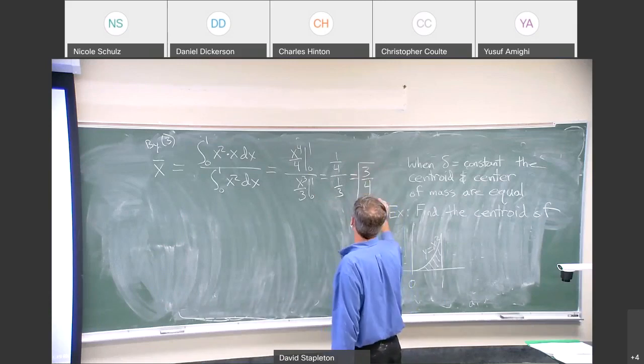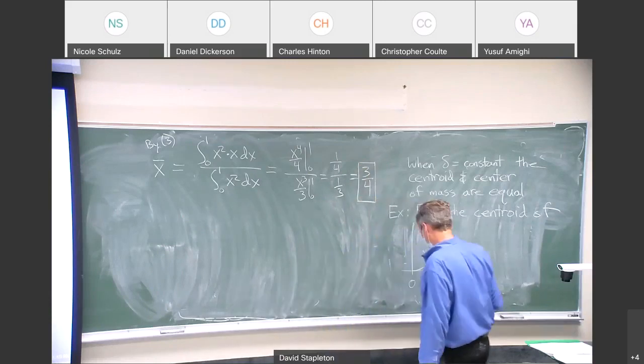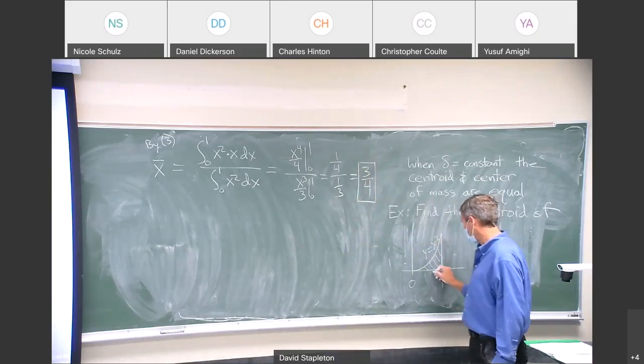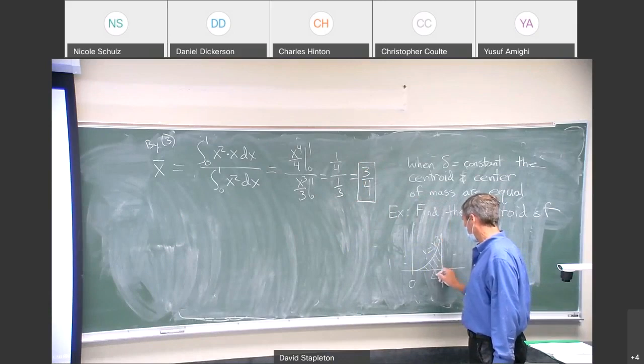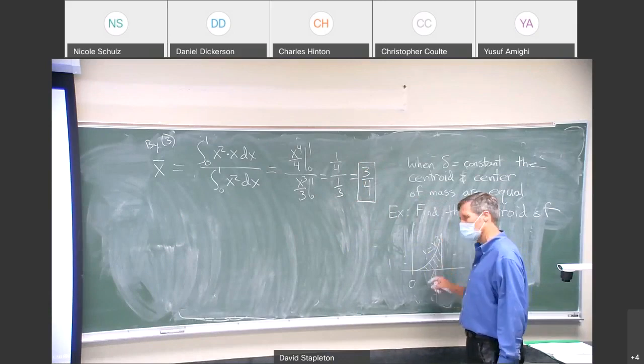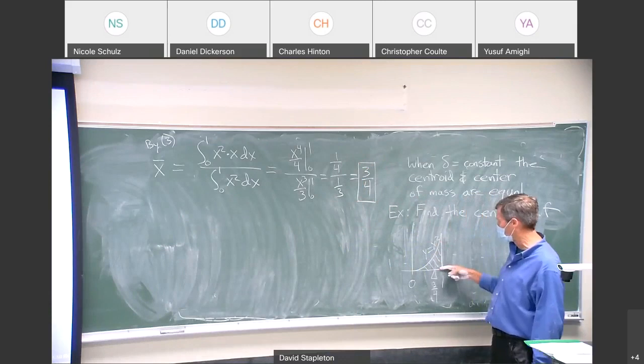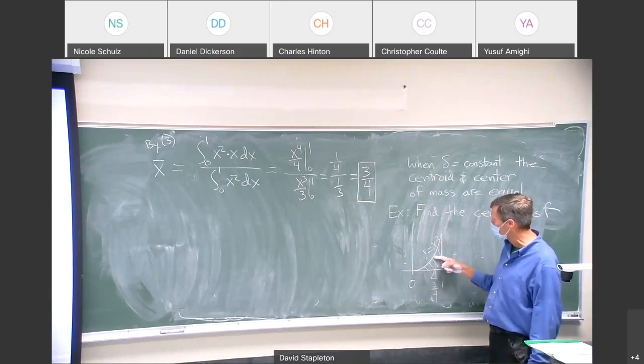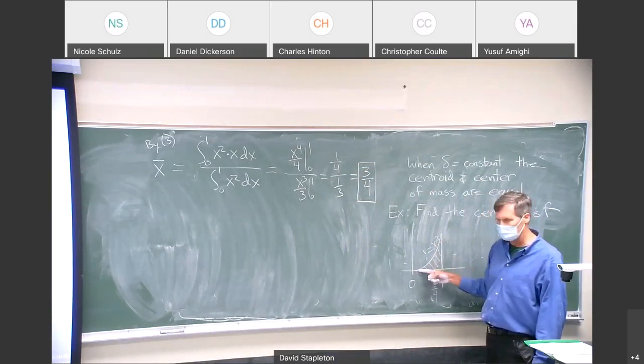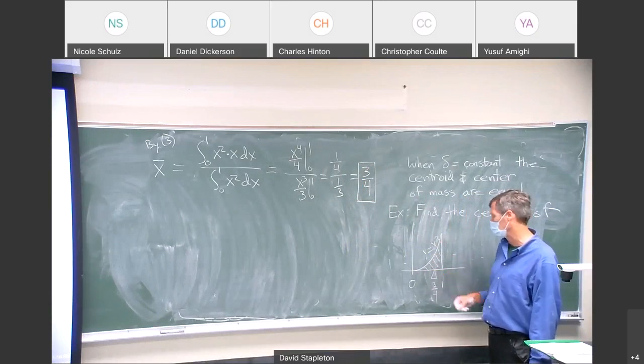There's the centroid. If this is a uniform material, you could put a little fulcrum right here at 3/4 and it would balance. The big weight on the right, close to the fulcrum, would be balanced by the littler weight on the left, sticking farther out, like the teeter-totter again.